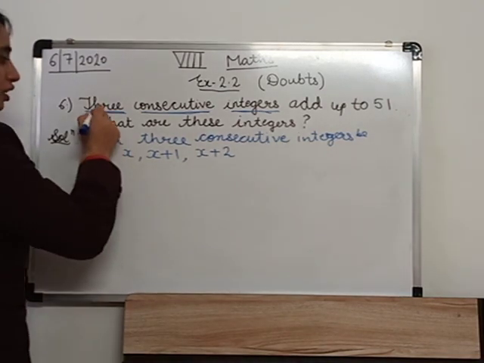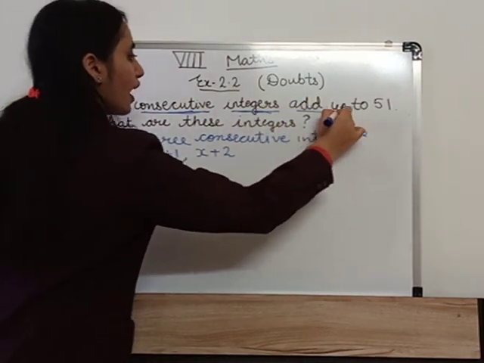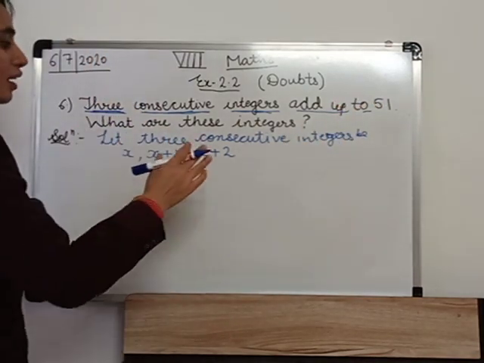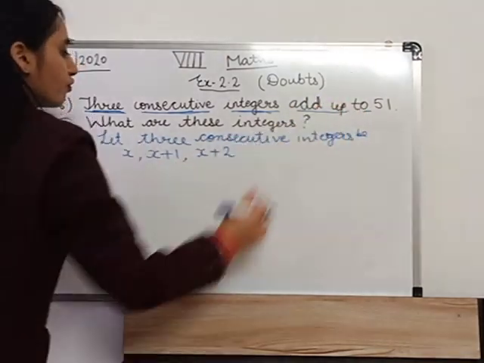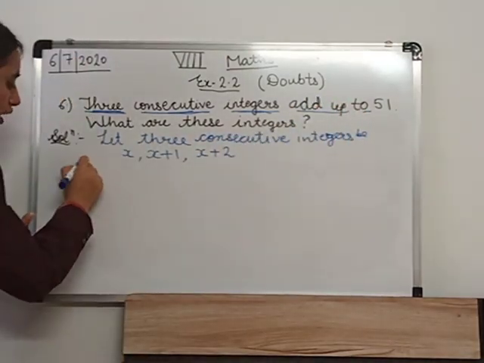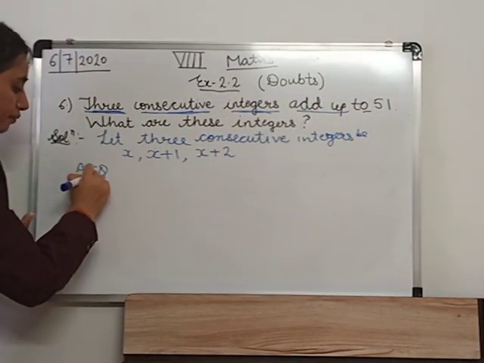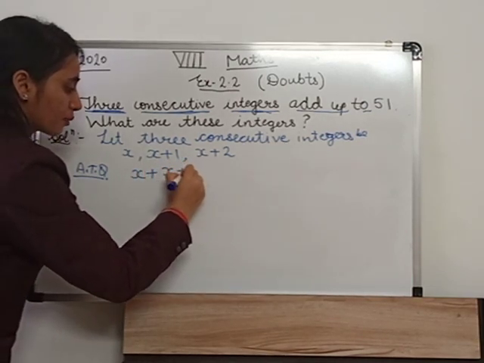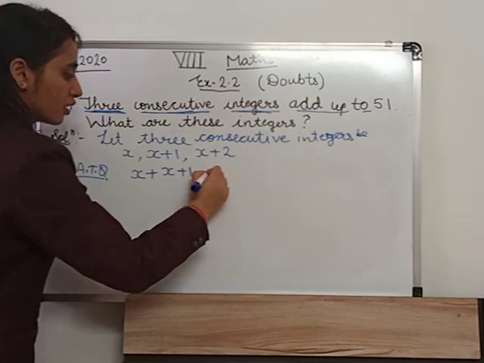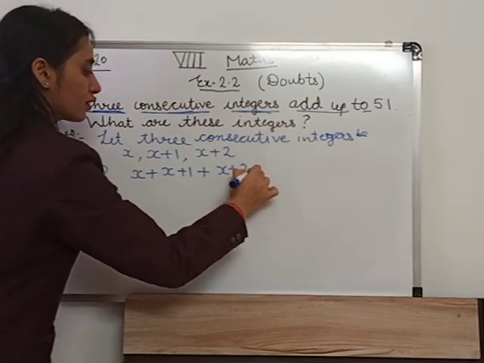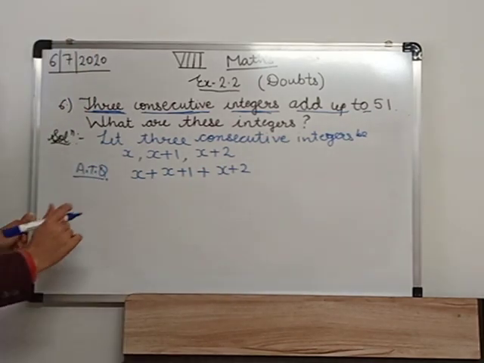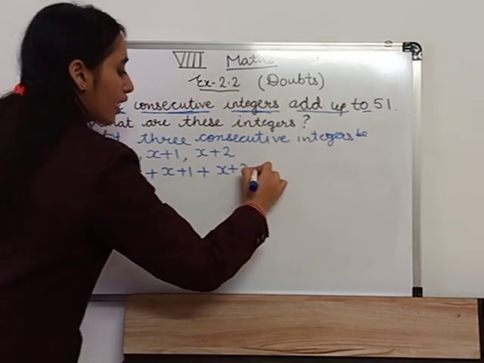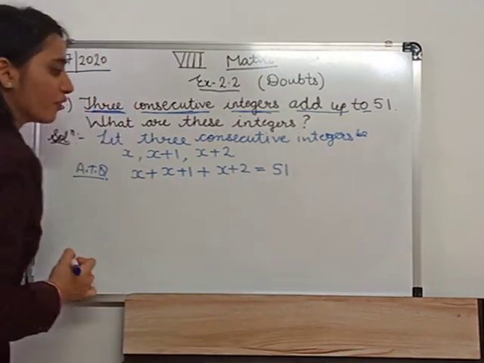Now what's the question? 3 consecutive integers add up to 51. Means when we add these integers, that sum is equal to 51. So according to our question, add x plus x plus 1, the second integer, plus x plus 2, the third integer. Add these 3 integers and their sum is equal to 51.